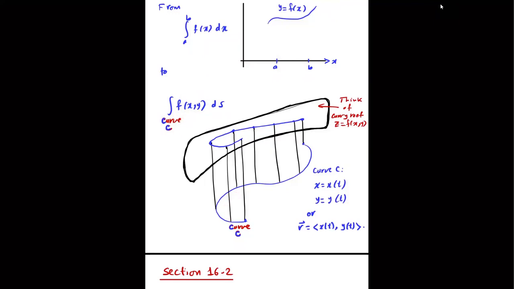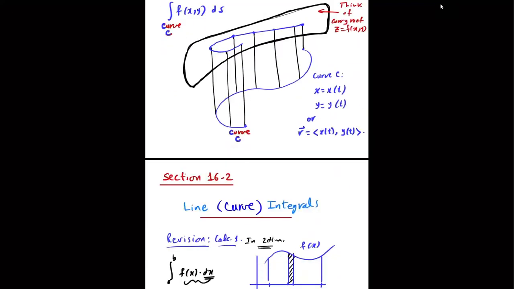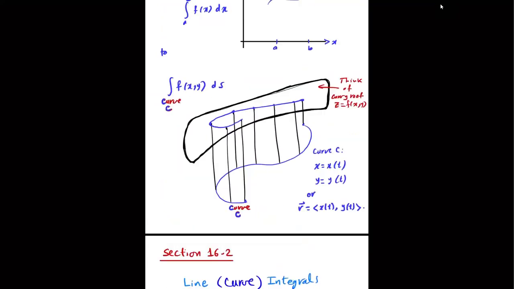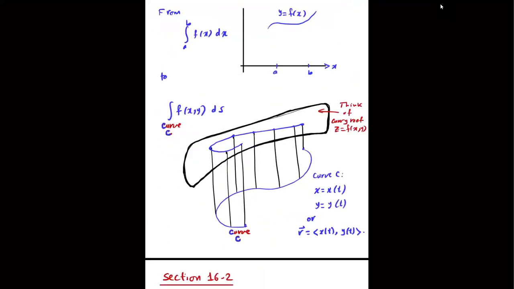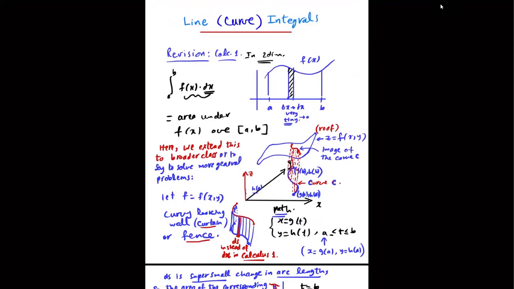So think of this function as a roof function. This is the height, the function z, a function of x and y. At every x and y in the domain, in the xy plane, we have a specific height for this function. So it draws a roof, the surface of this function. This is the idea of this lesson. It is called line integral. It is a generalization of the usual integral we are used to.